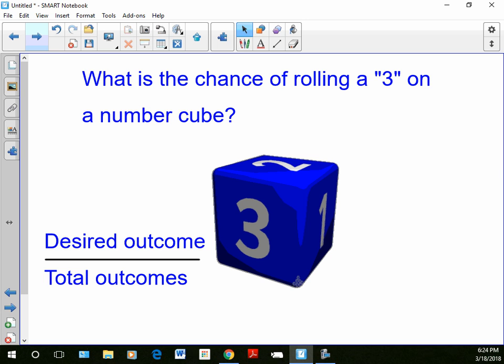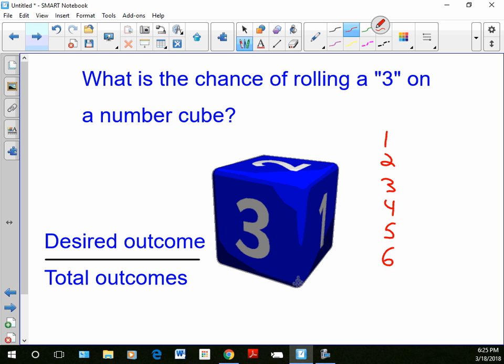Now let's look at a cube. Okay? A chance of rolling a 3 on a number cube. Now, how many sides or total outcomes is on a cube or a number cube like this? Well, there's a 1 on it, there's a 2 on it, there's a 3 on it, 4 on it, there's a 5 on it, there's a 6 on it. So there are 6 total outcomes. Now, if I want a 3, how many 3s do we see out of the 6? Well, there's only 1. So, that would be a 1 in 6 chance of getting a 3 on this number cube.